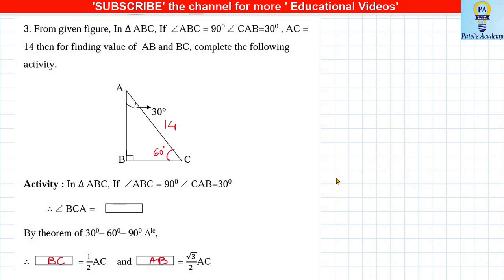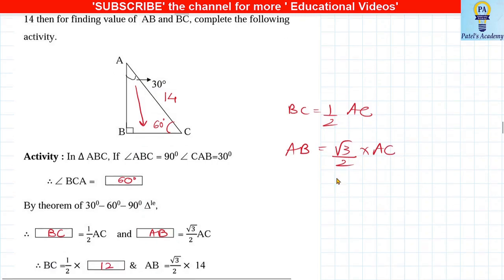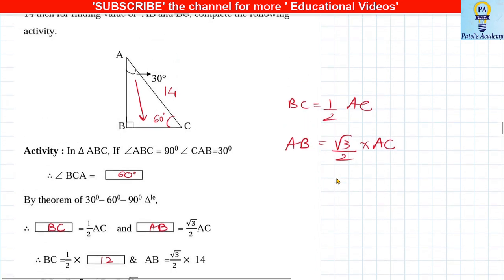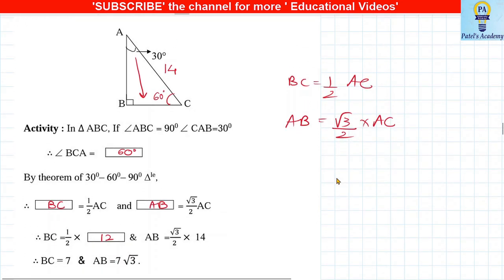Again we have a 30, 60, 90 property. Here they have given angle BCA is 60 degree. So we see that BC is half of the hypotenuse because that is opposite to 30 degree, and the side opposite to 60 degree is AB. So AB is root 3 times AC. And the hypotenuse is 14. So that is what we are doing with the hypotenuse as 14.